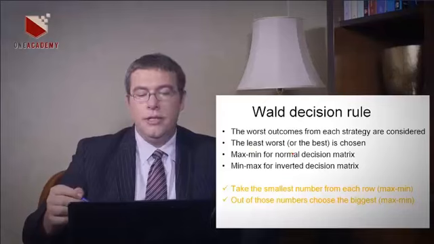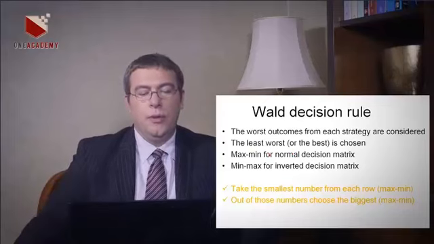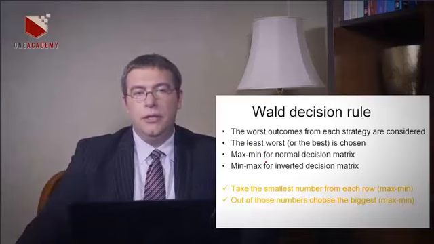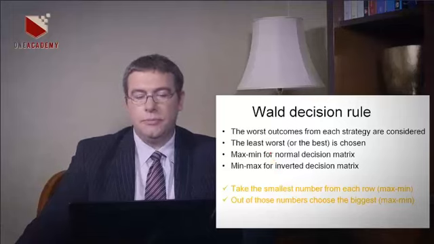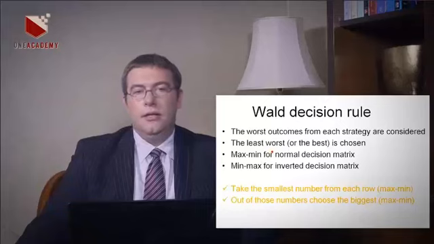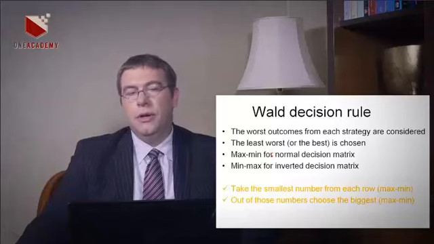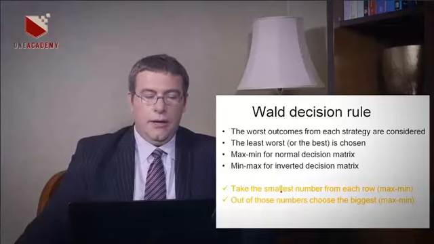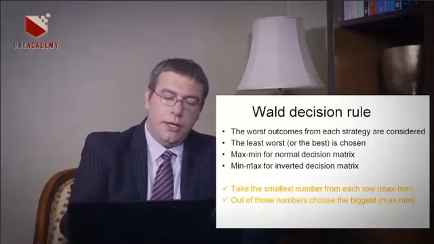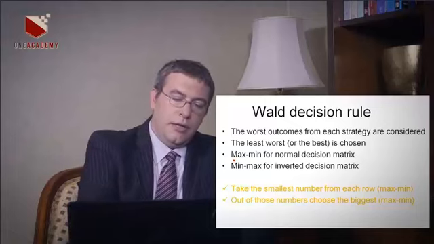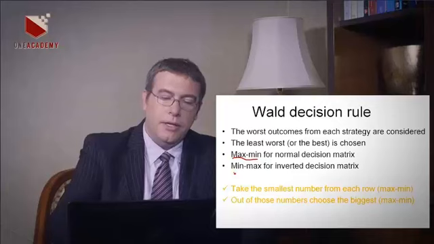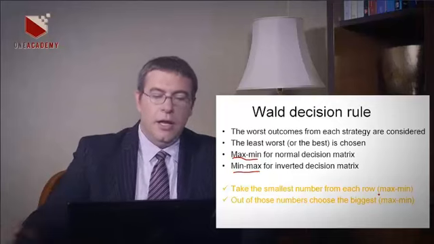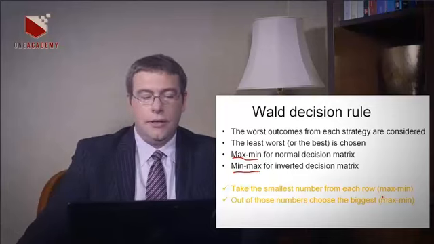What we do is try to pick the alternative that has the least worst possible outcomes. So in other words, we are looking for the least evil. When we're speaking about a normal matrix, this would mean the so-called maximin, and when we're speaking about an inverted matrix, this would be minimax. Let me show you how this is done.